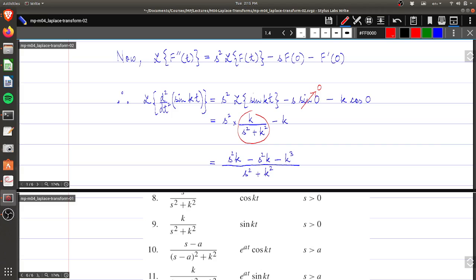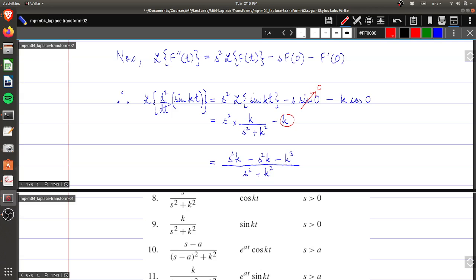Now you just add this. There is an s square, so s square k square, so you'll get an s square k square here, and then this s square plus k square you multiply with k, so you'll get s square k minus k cube. Here, this s square k and this plus and minus s square k will get cancelled out. Once that is done, the left hand side is just the same. On the right hand side we have minus k cube by s square plus k square.